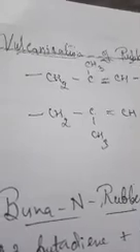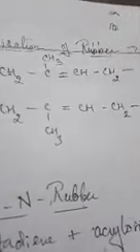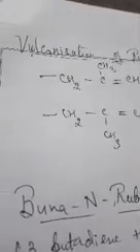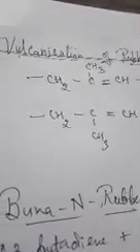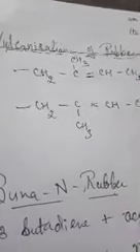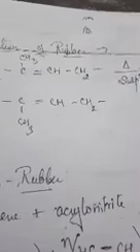Next we have vulcanization of rubber. Add one line in your copies. Natural rubber is very soft and is highly elastic.